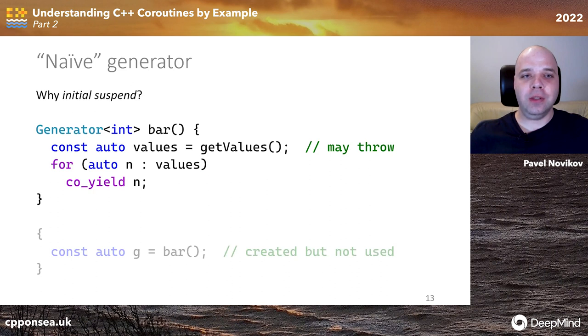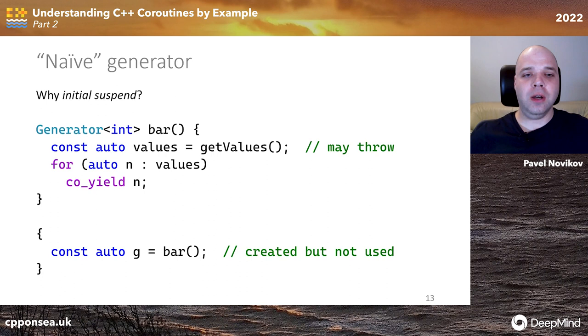Why do we want initial suspend? We want it because it provides us with the least overhead. For example, we can have a coroutine generate like this. With the first statement in the body, we are trying to get some values that we want to then yield. And this statement can throw. If we don't suspend the coroutine initially, at initial suspend point, we risk to have an exception. So firstly, we must do some work. Then while doing that work, we risk to have an exception. We don't know or want to deal with that exception before extracting values.